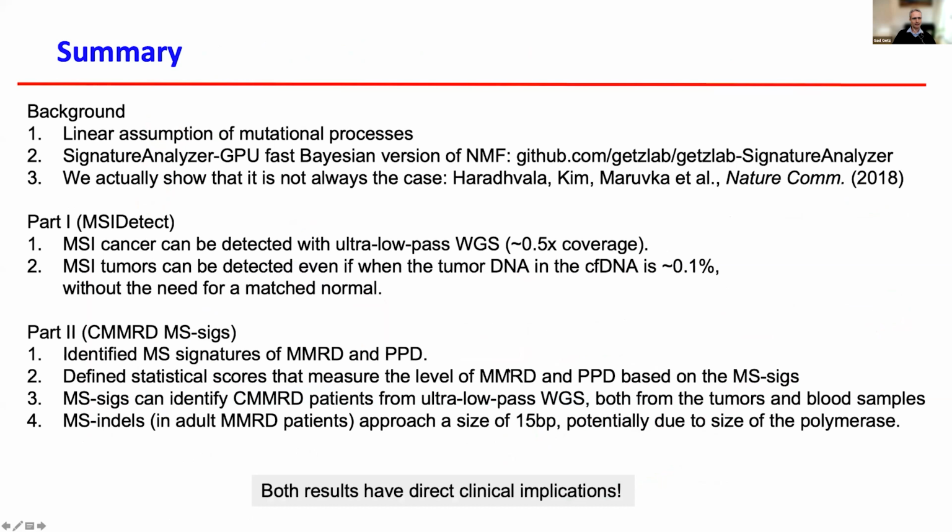So just to summarize, I told you about Signature Analyzer as this Bayesian version of NMF. We actually see that in some cases, the linear assumption of NMF is incorrect, and I urge you to read this paper. And I talked about MSI detect to be able to detect MSI from blood from ultra low pass whole genome sequencing, and that we could detect these microsatellite signatures and distinguish a CMMRD patient also from both their tumors and their normal cells. And both of these results have direct clinical implications.